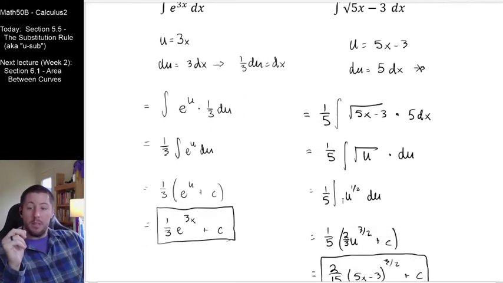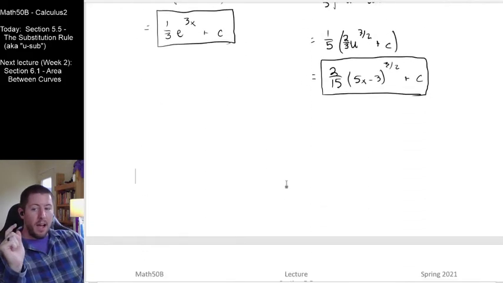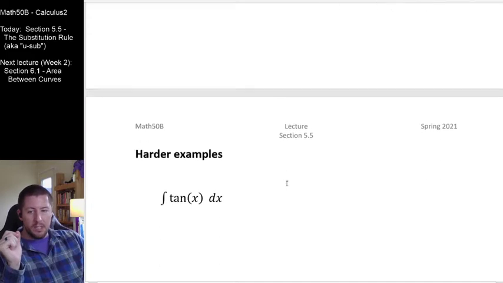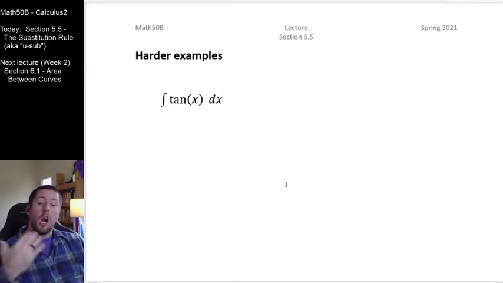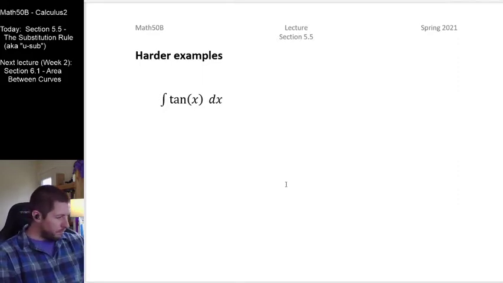We're also going to end today with some definite integrals to identify a little bit of caution that we're going to need to exercise when it comes to definite integrals. There's some mistakes that are easy to make that we want to avoid, so we're going to talk about those as well. So our harder examples right here. I'm going to look at the integral of tangent of x.